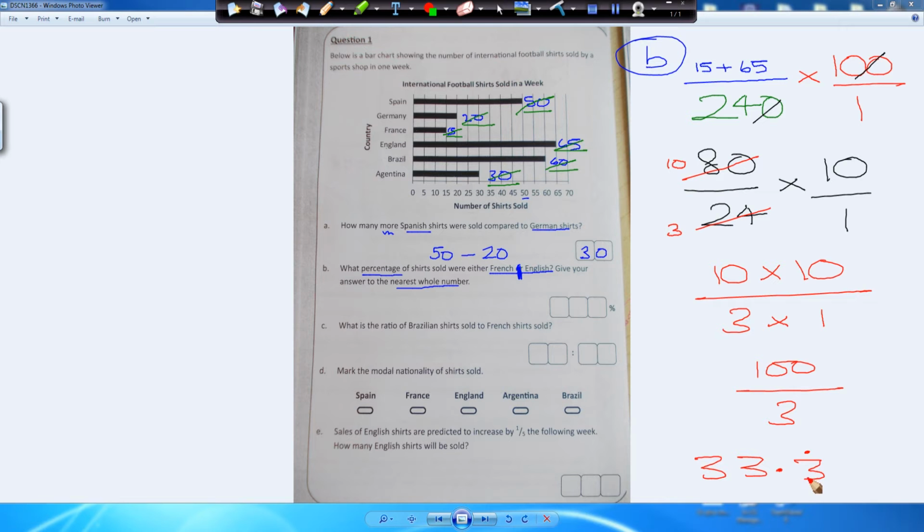So 33.3 recurring. The question says here, give your answer to the nearest whole number. So which whole number is that close to? Is it close to 33 or 34? 33, because it's less than halfway. So the answer here will be 33.